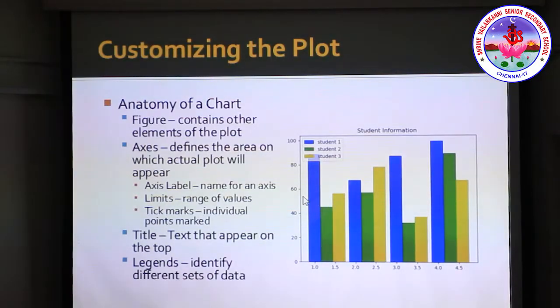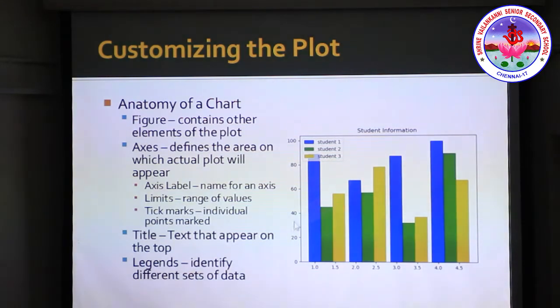Okay, so customizing the plot. We have to understand the anatomy of the chart first. So, what is a figure? A figure contains other elements of the plot. So, as you run the program, you can see the full box, right, that is called figure. Then we have axis, it defines the area on which actual plot will appear. So, this is called axis.